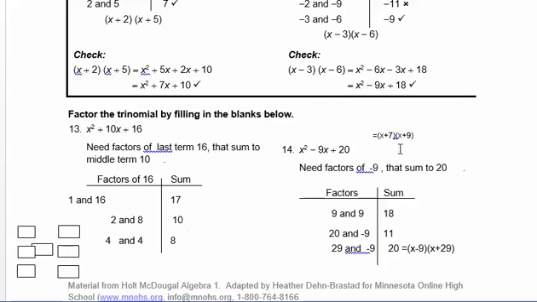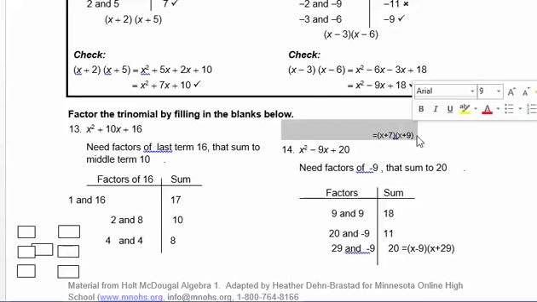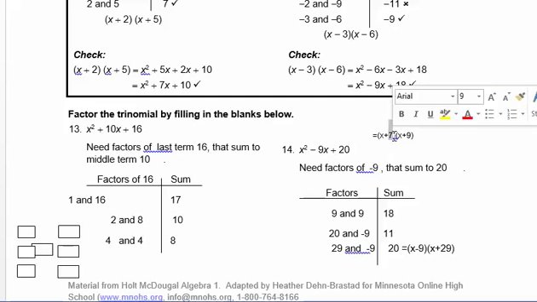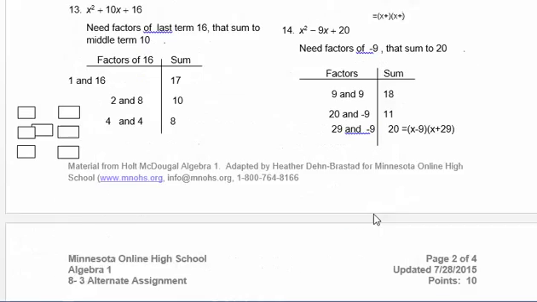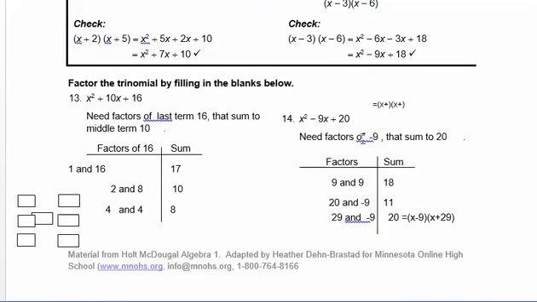And you still have to write them like this, but these are the wrong ones. The 7 and the 9 is wrong. The x plus and the x plus is right, but you have the wrong numbers there. All right, and then 14 needs to be fixed because negative 9 times 29 is not equal to 20. I can't fix it, but these are not the factors of 20.